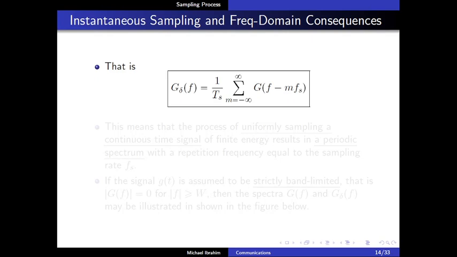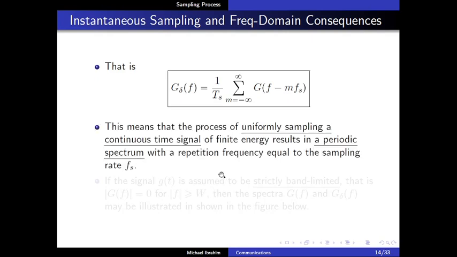Okay, so this equation basically means that uniformly sampling a signal results in a periodic spectrum. And this result is very important. It's a well-known result in signals and systems and in DSP that discreteness in time domain results in periodicity in frequency domain. Again, the sampling we have introduced in time domain results in periodicity in frequency domain, and the period would be fs, the sampling rate or the sampling frequency.